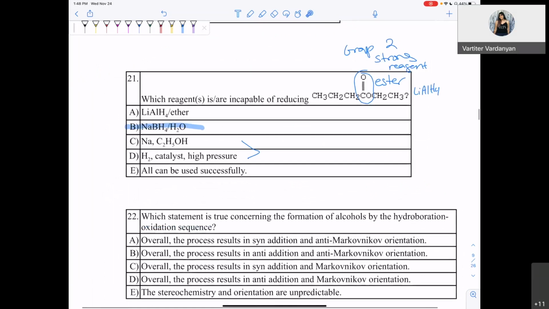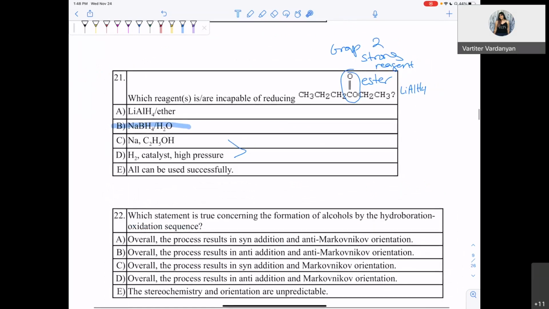Okay, and then someone asked for 21. So we already went over 21. This is a weird question because we haven't learned about C or D, so I don't think it's completely fair. But what you're supposed to know concept-wise is that NaBH4 cannot reduce esters. It can only reduce aldehydes and ketones. So this is an annoying question, but that is very okay.